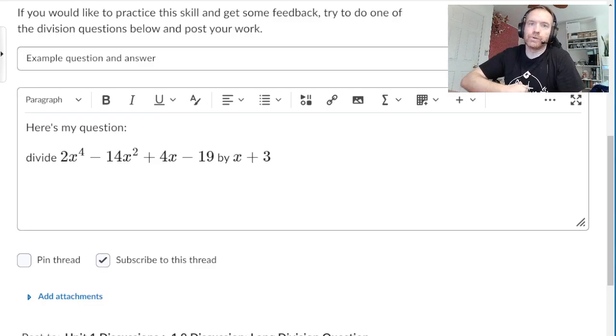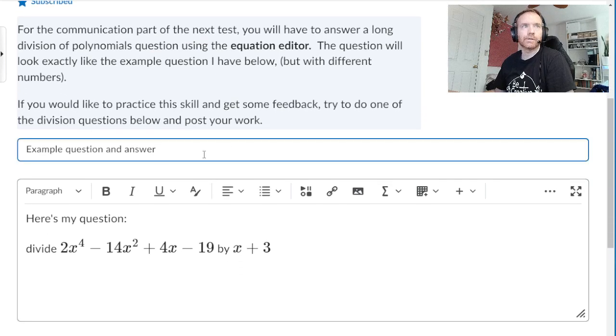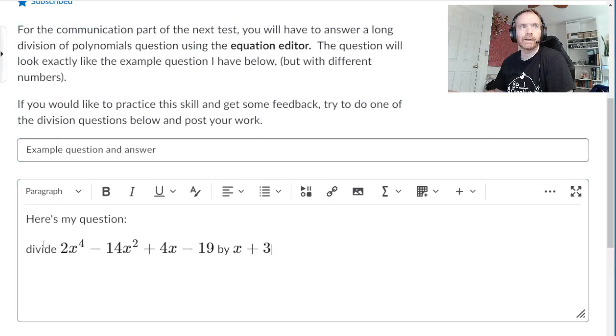This video is going to walk you through how to use the equation editor to do long division, which I want to just note is part of your communication section of your test. So the idea is on the test there's going to be a question that looks more or less exactly like the one I'm about to do with you, this example. Of course it will have different numbers, but you will respond to the question using the equation editor.